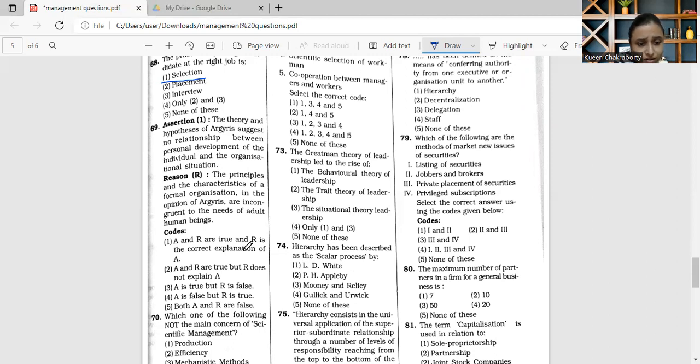Okay. So I can assess here from this that A is false. I'll explain it to you in detail. A is false, but R is true. So I will go with the answer of option number 4. Now coming to the details of why I'm saying option number 4 is the correct answer. See, the theory or hypothesis of Argyris suggests that there is a relationship between the personal development of an individual and the organizational situation.